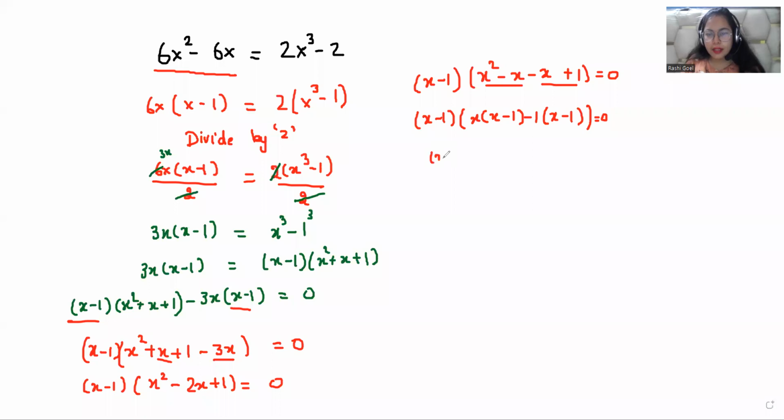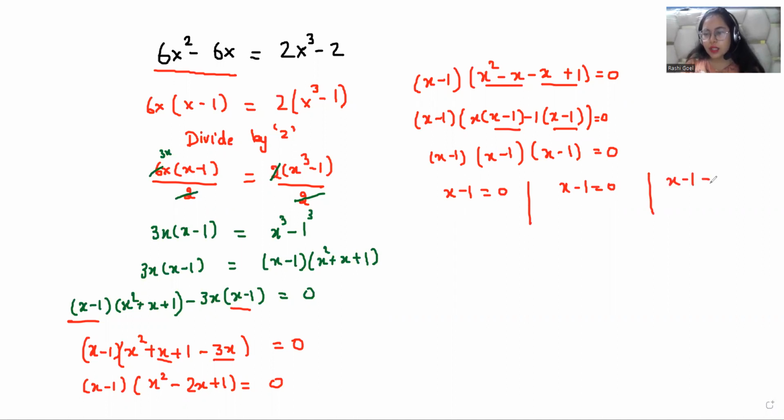Now, if I take x − 1 as common, what is left? x − 1. So we have three factors: the first case is x − 1 equals 0, the second case is again x − 1 equals 0, and the third case is also x − 1 equals 0. So the value of x is 1 in each case.